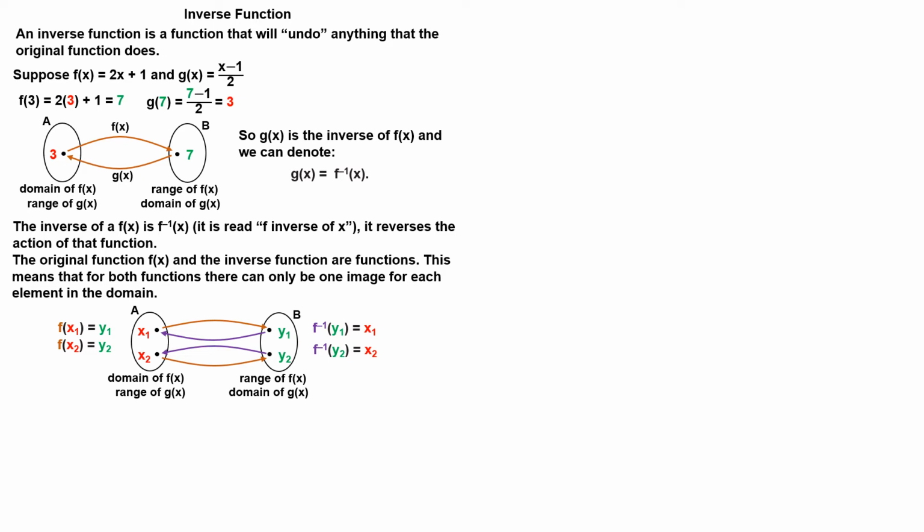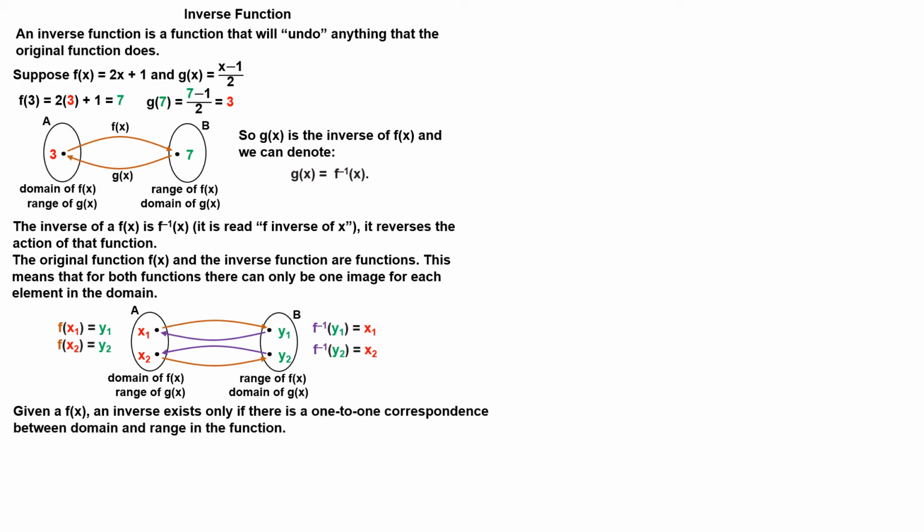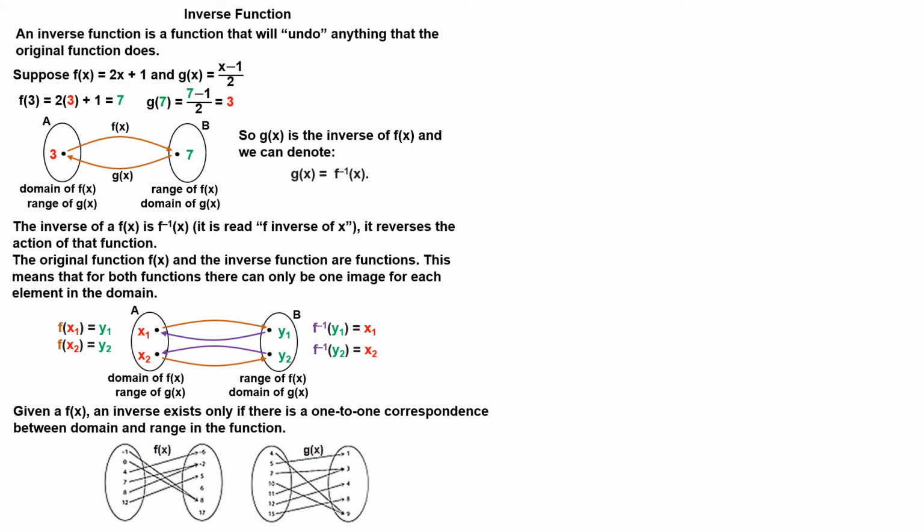The condition for a function f to have an inverse function is that, over the given domain, f represents a one-to-one mapping. Given f of x, an inverse exists only if there is a one-to-one correspondence between domain and range in the function. Functions that have this property are called one-to-one. Pay attention to the following examples. Function f does not have an inverse. The function g of x does not have an inverse as well.